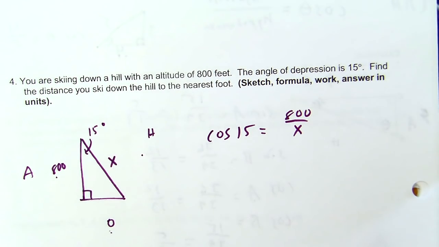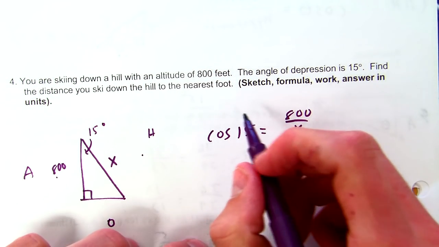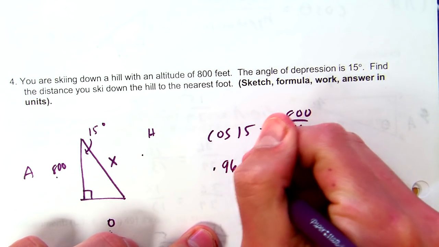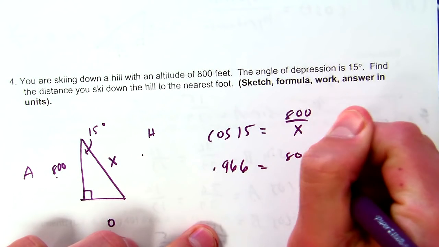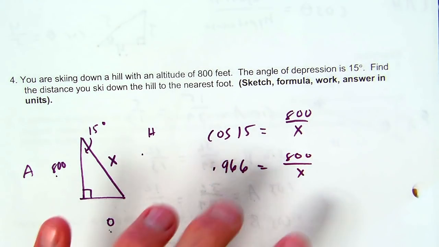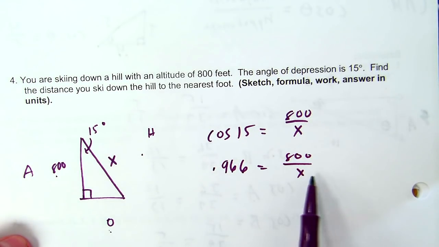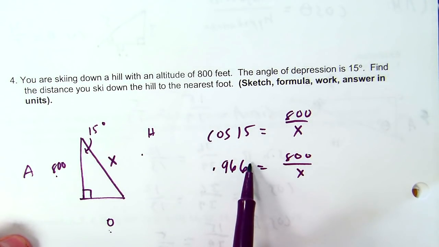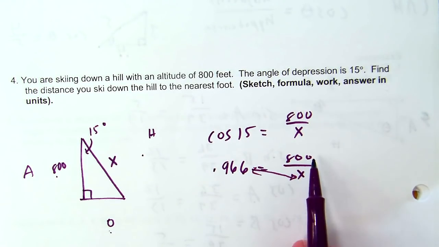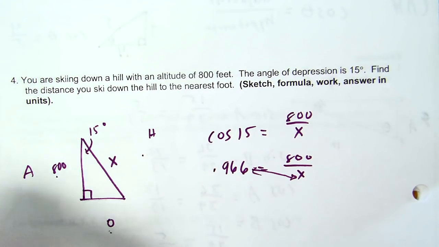On your calculator, you'll do the cosine of 15 and you get 0.966. It's equal to 800 over x. The quick way that you can do this is, when the x is in the denominator like this, ultimately these two are going to switch positions. So you can just do 800 divided by 0.966. And if you can remember that, you can go with that.